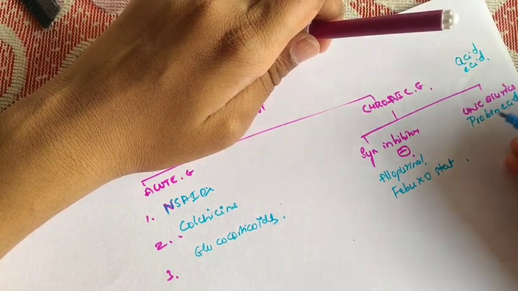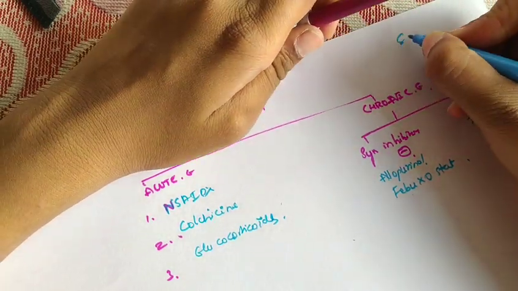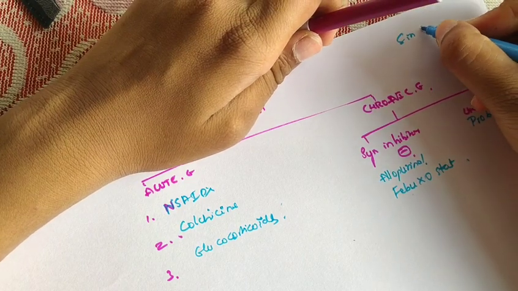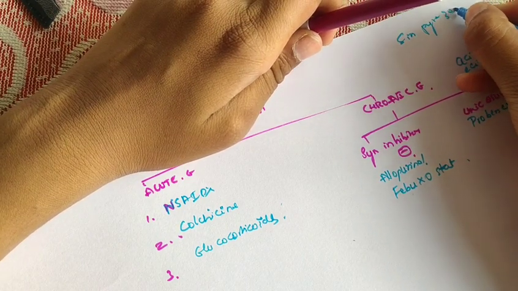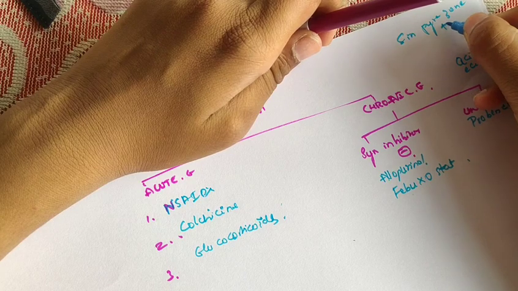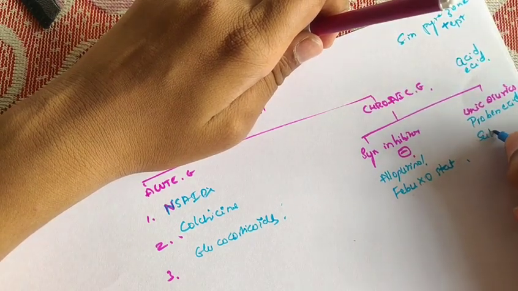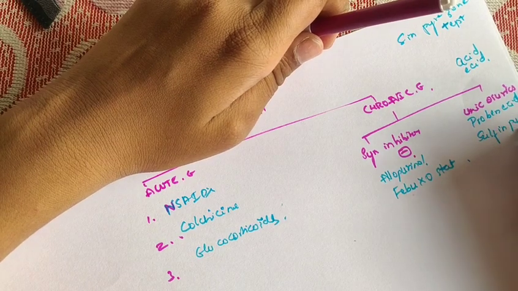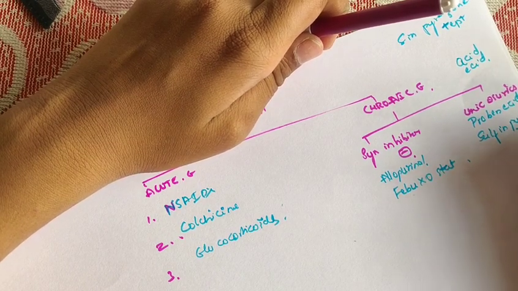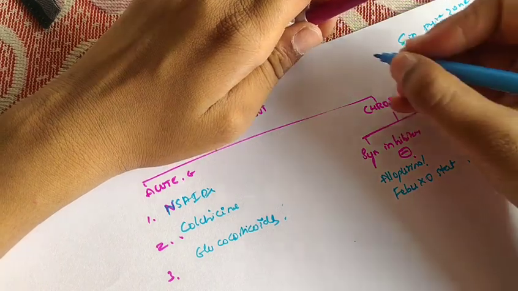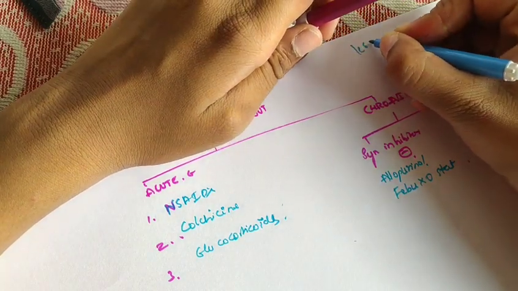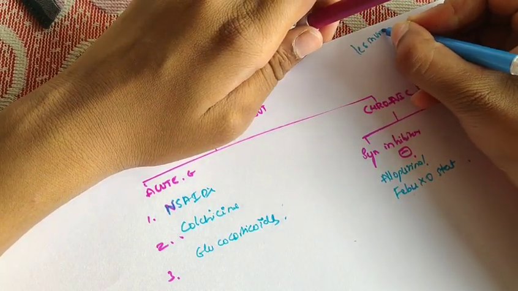Probenecid, and sulfin pyra, pyra means like fever. Fever means a rise in temperature, high temperature, zone. So sulfinpyrazone. And the other drug will be, you got less marks in Urdu, so lesinurad.